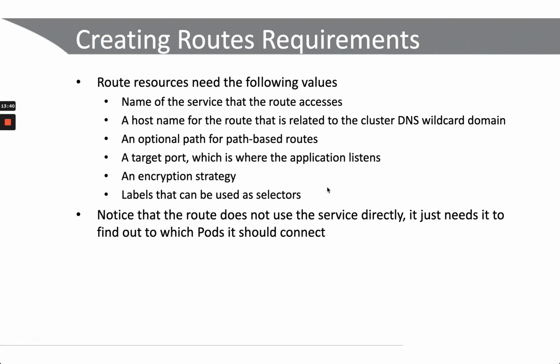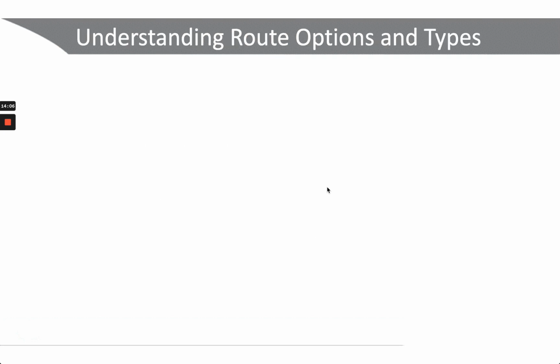Now, you should also notice that the route does not really use the service directly. It only uses the service to find out to which pods it should connect. So it's not as if the traffic flow goes from a route to service to pod, the physical traffic flow. The route discovers which pods are available by communicating to the service. And once the route knows which pods are available, the traffic flow is going there directly.